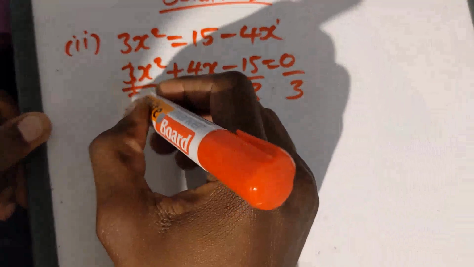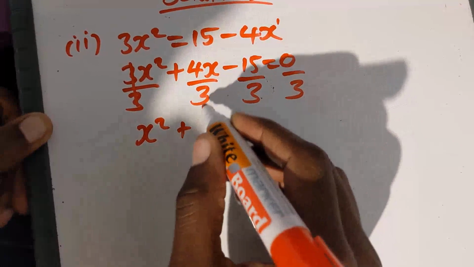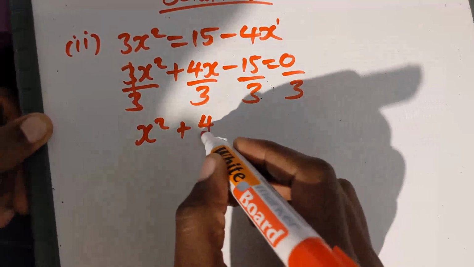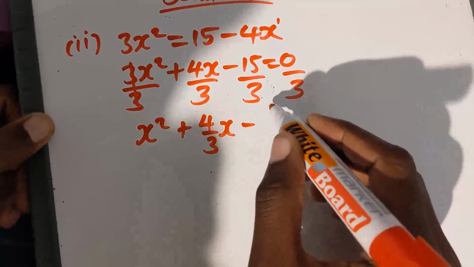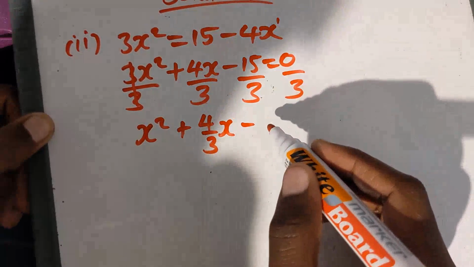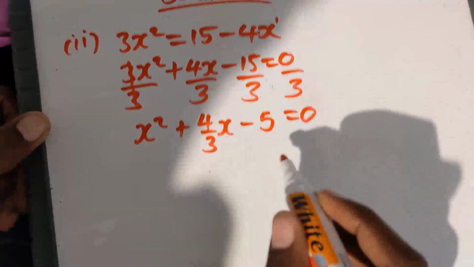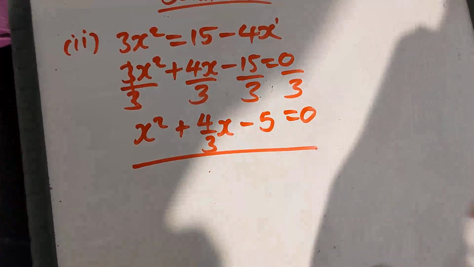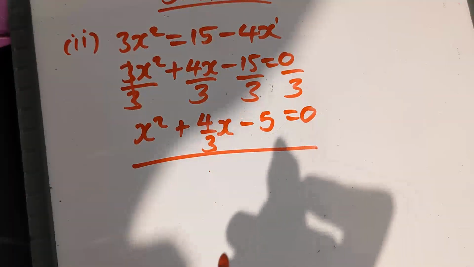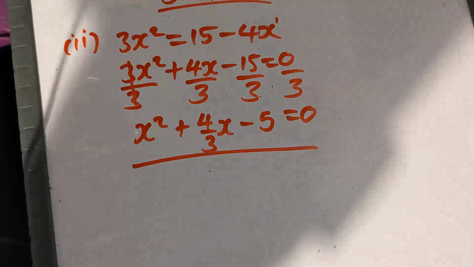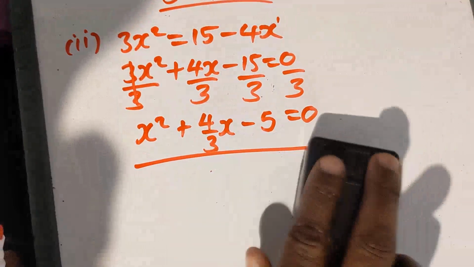So meaning that this will go, we will have x squared plus 4 over 3x minus 3 into 15. What is 3 into 15? It is 5. Then equal to 0. So this is our quadratic equation that we are supposed to solve by using the completing the square method. I hope you are getting it here.